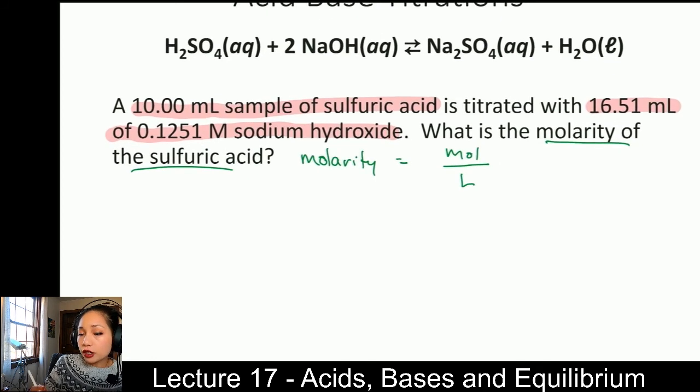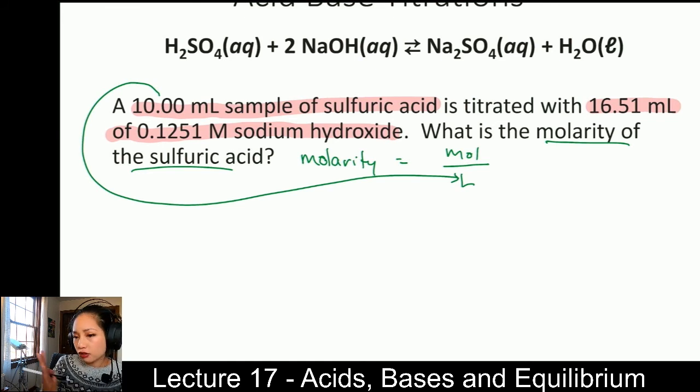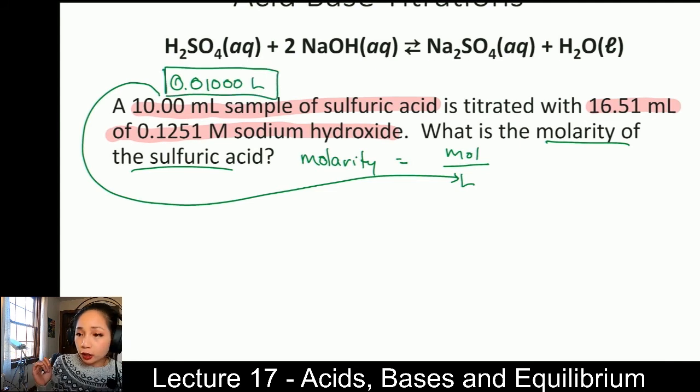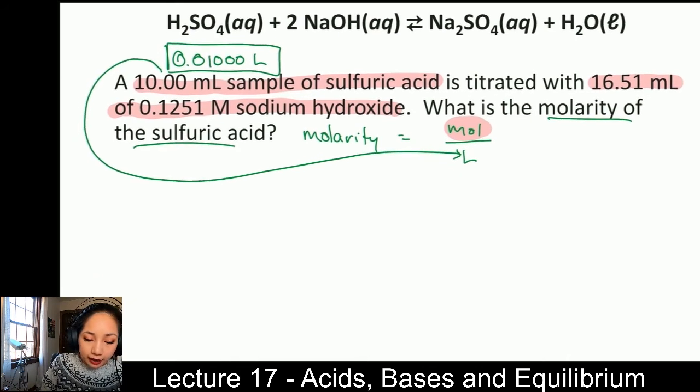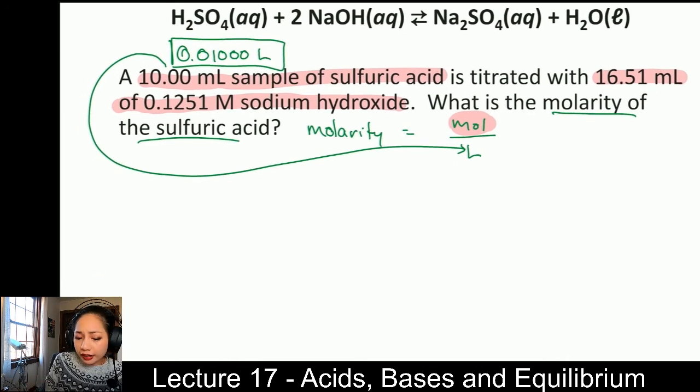All right. The question tells us how much sulfuric acid we start with. It's 10 milliliters, so just convert that to liters: 0.01000 liters. So we know the liter part of the molarity of sulfuric acid. We need to figure out how many moles of sulfuric acid there are. Because we know how much sodium hydroxide we used and we have the balanced equation, it's just a solution chemistry question, but between acids and bases. So really, we're learning nothing new here, we're just applying it in a different way.